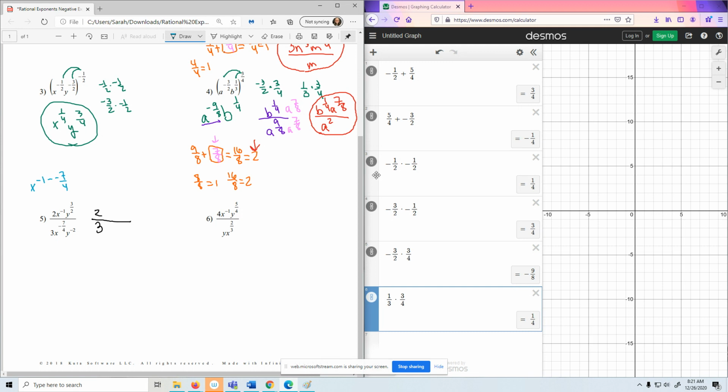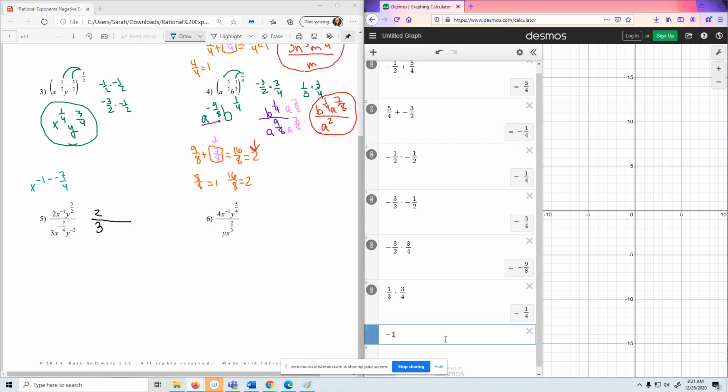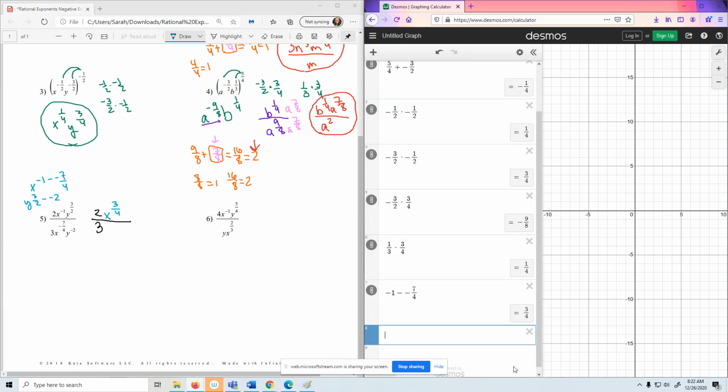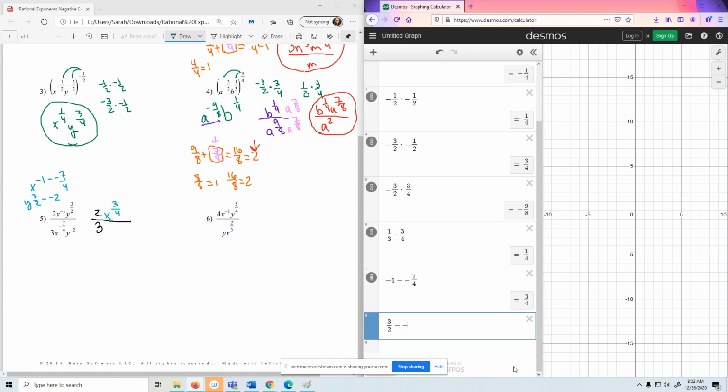So let's try that out in Desmos. -1 minus negative 7 over 4 gives us 0.75, which is the same as, oops, that was loud, sorry, x to the 3 over 4. Now let's do the same thing for our y's. I have 3 over 2 on top minus a -2 on the bottom. So again, don't forget that double negative. 3 over 2 minus -2 gives us 3.5, which is the same as 7 over 2.